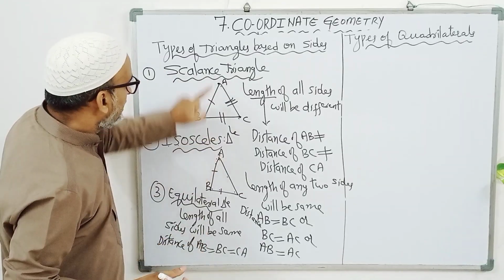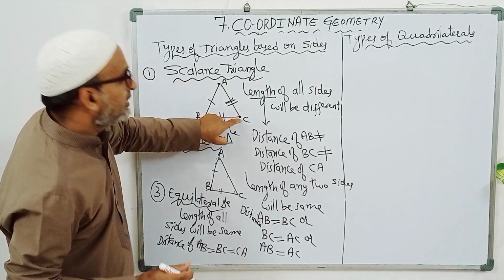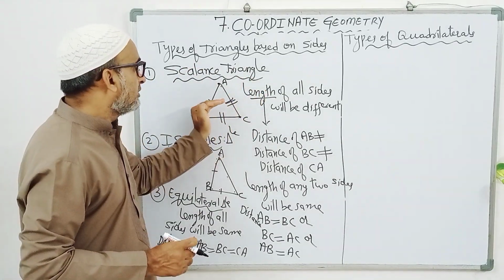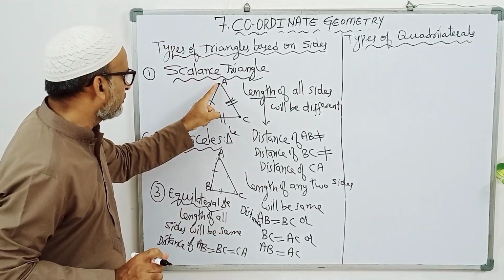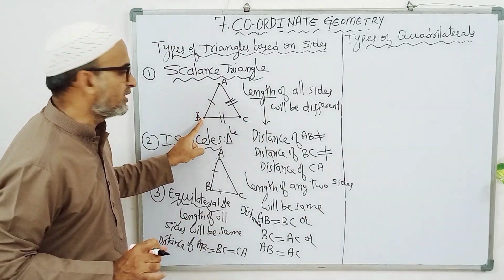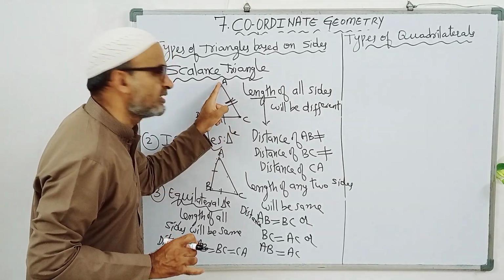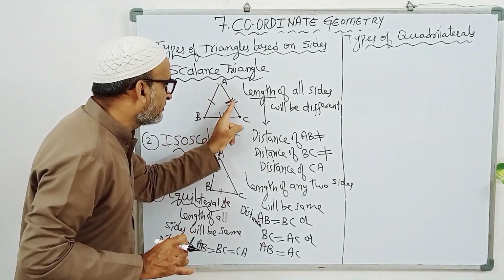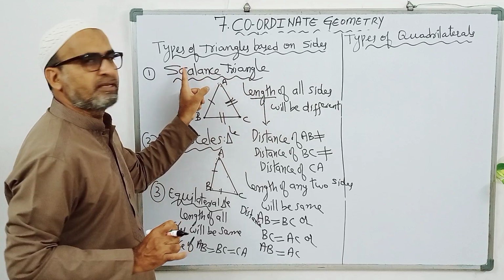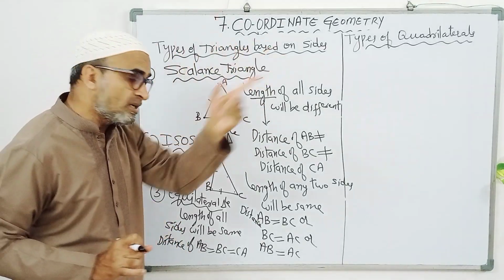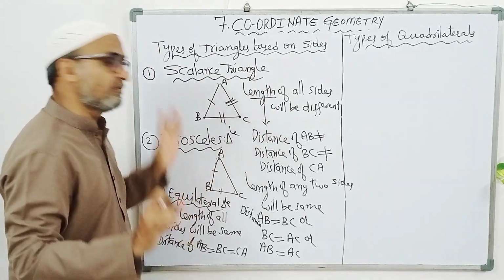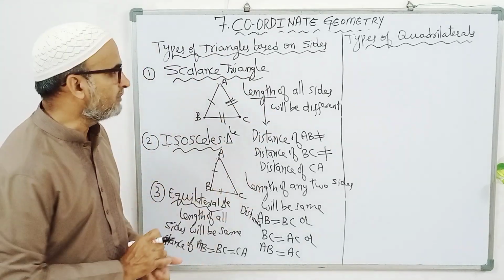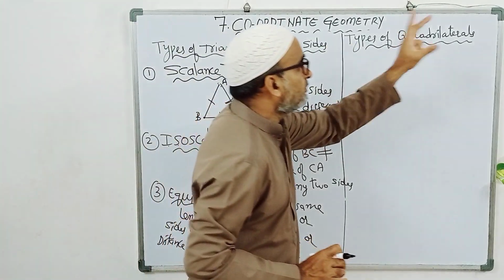In the exam, he will give A, B, C. He will ask you which type of triangle this is. So for every problem, you should find the distance of AB, BC, and CA. If all sides are different, you say scalene triangle. If any two answers are equal, you say isosceles triangle. If all three sides are equal, you say equilateral triangle. That much.